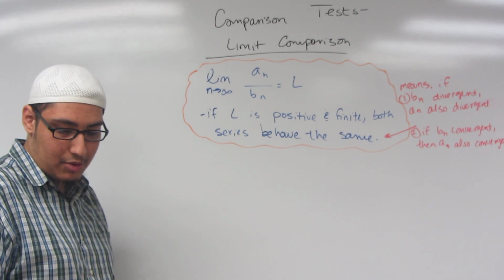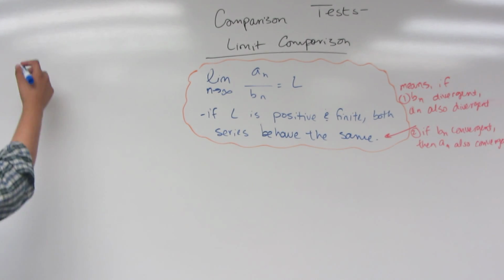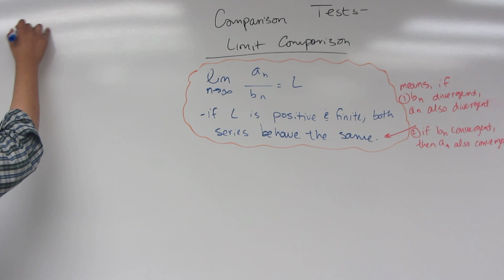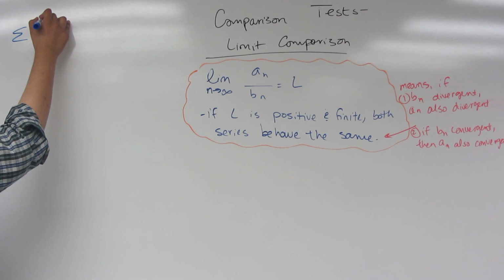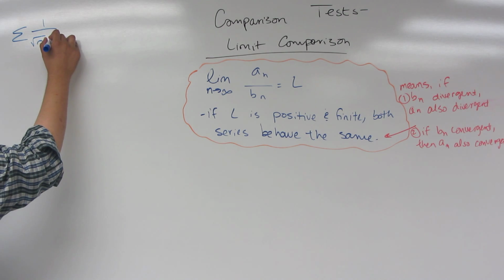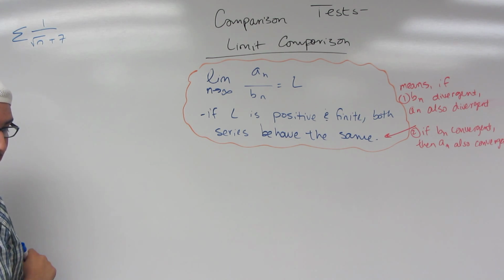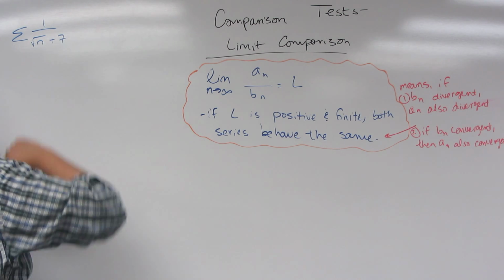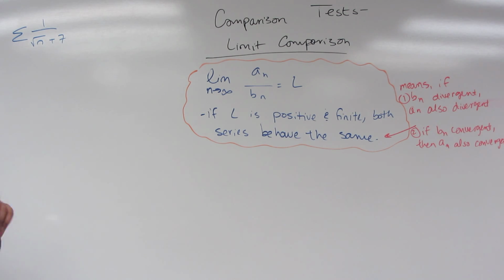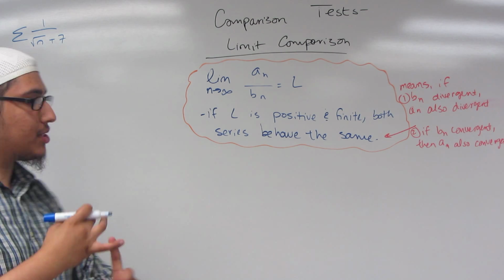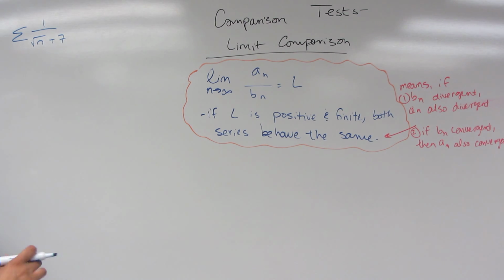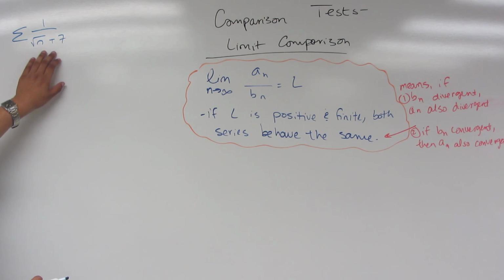Let's jump into some examples right here. If we have sigma 1 over the square root of n plus 7. First test to use, always, the nth term test for divergence. That test would fail in this case. If you don't know why, take a look at our video for nth term test, and you can easily figure out why. And so that test fails.